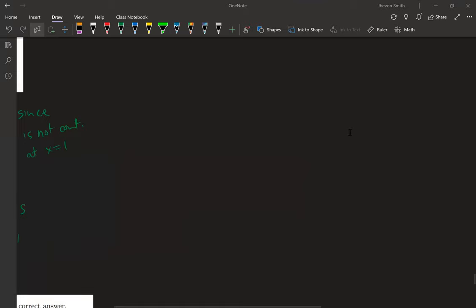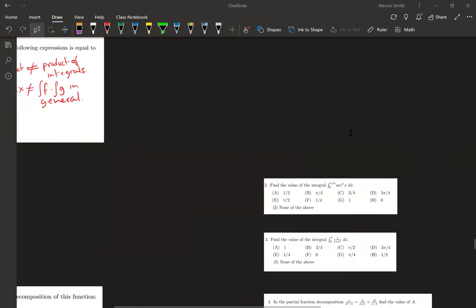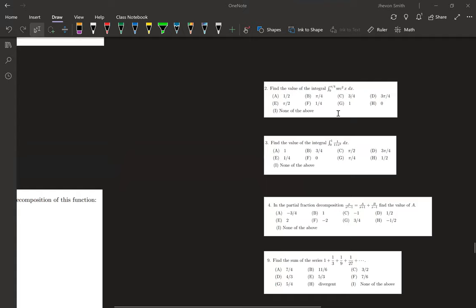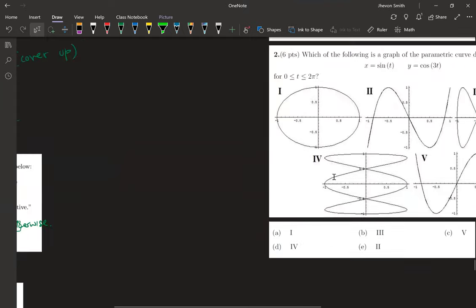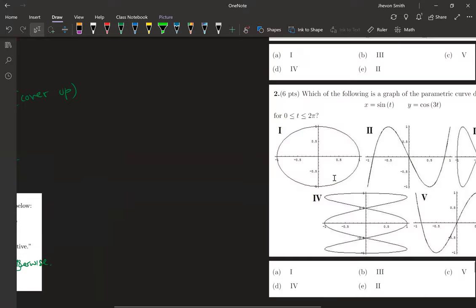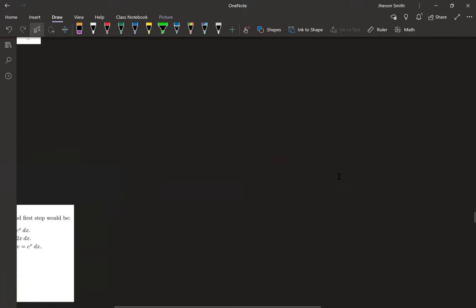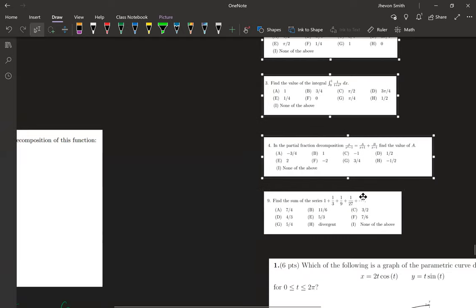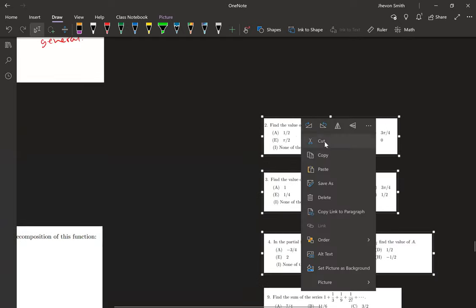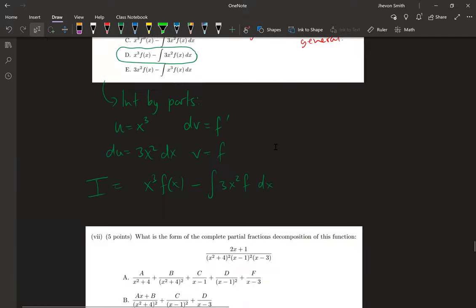But yeah, so let's see. Where do we have here? 1, 2, 3. So I'll leave these equations for you to do, the parametric, the matching graphs. And maybe I'll leave this series for you to do. We did a lot of series problems. But let's finish up with these three problems here.